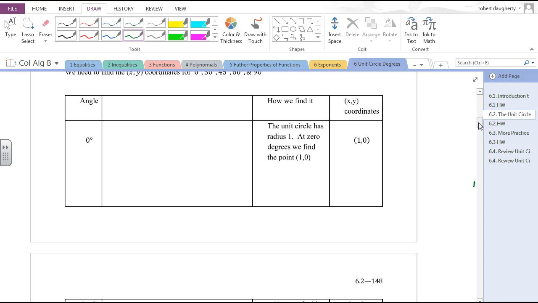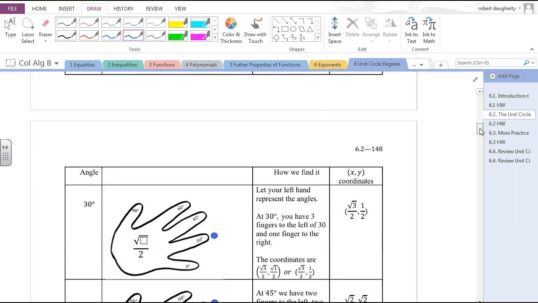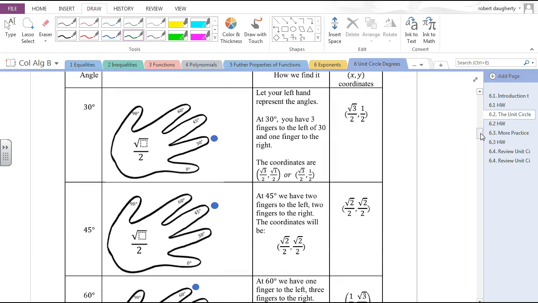We just need to figure out how do we remember what happens at 30, 45, and 60. So all of you have a left hand. So you can take your left hand just like you see right there, okay? So the ring finger right here at 30 degrees. If you pull that finger down like this, at 30 degrees, how many fingers are to the left? 3. How many fingers are to the right? 1. So at 30 degrees, I'm going to write square root of 3 over 2, 1/2, because there were 3 fingers to the left, 1 finger to the right. That's how I remembered that, okay?